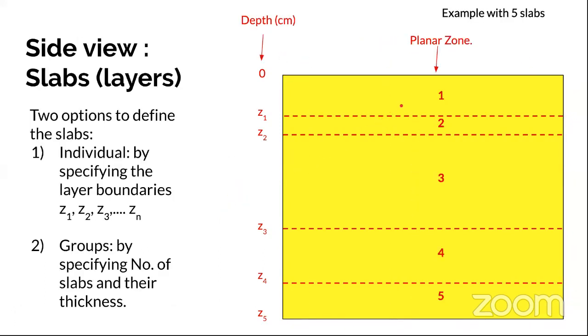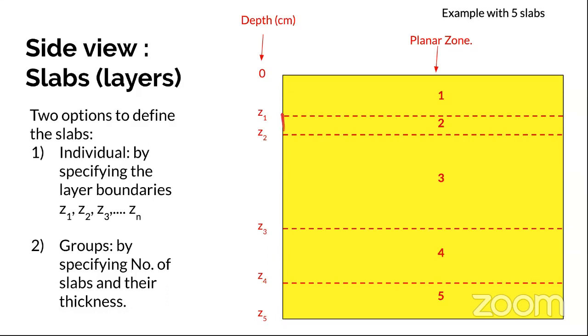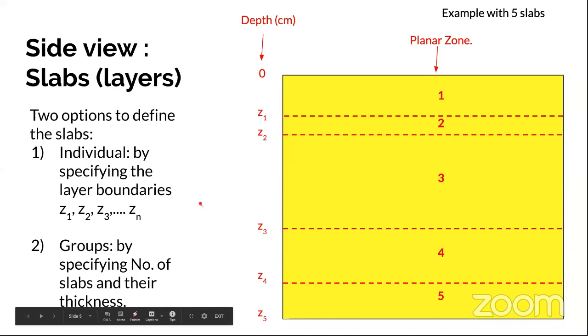So the layers, to define them, we have 2 options. One is what we call the individual approach, where we specify the layer boundaries. We need to specify in the input file what Z1, Z2, Z3, Z4, Z5 are. Z is basically the distance from the top to here. So Z2 would be the distance from here up to here, and Z3 and so forth.